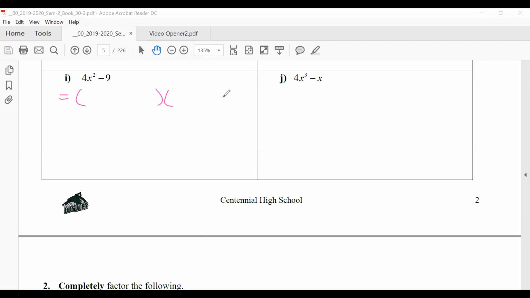Okay, let's try another one. There's two terms, there's a minus sign in between. This one has a 4 out front, no big deal. It's a square, so my two side lengths are 2x and 2x. I'm making a square. 9 has to be 3 and 3. And then a minus and a plus to make my conjugates. Expect something like that on a test and on my diploma.